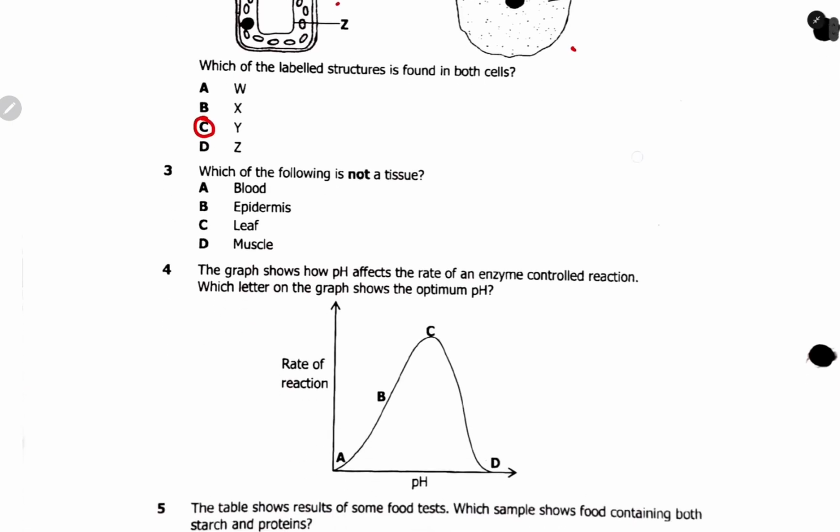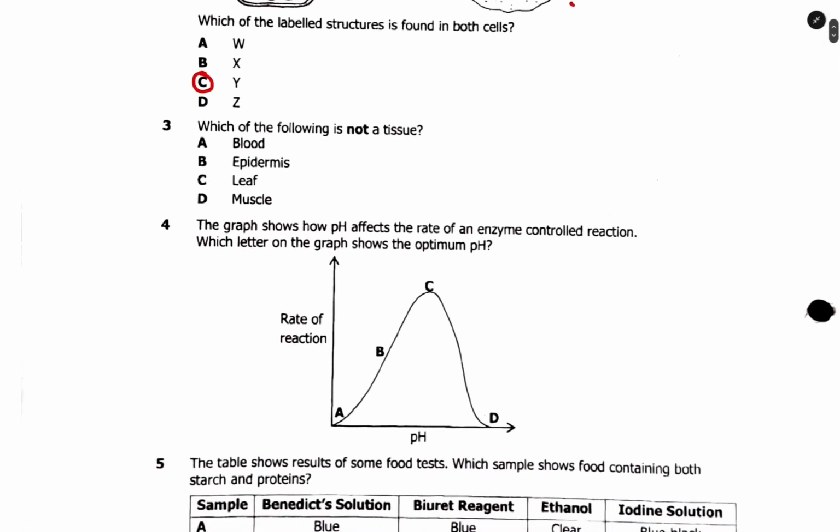Then for question 3, which of the following is not a tissue? As you know, a tissue is made up of cells having the same shape, and of course they perform the same function. So that's what makes a tissue. Blood is a tissue because you find cells there, red blood cells, white blood cells, and all that. This is something the majority do not take seriously, that blood is a tissue. So blood is a liquid tissue.